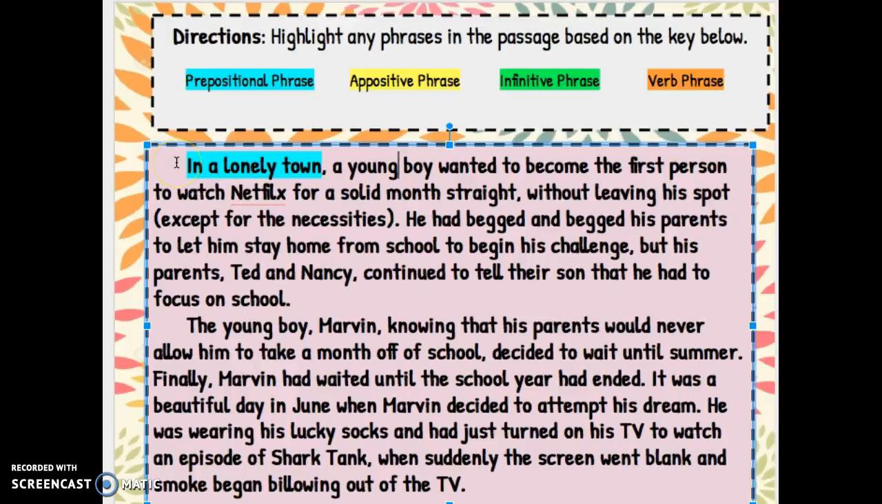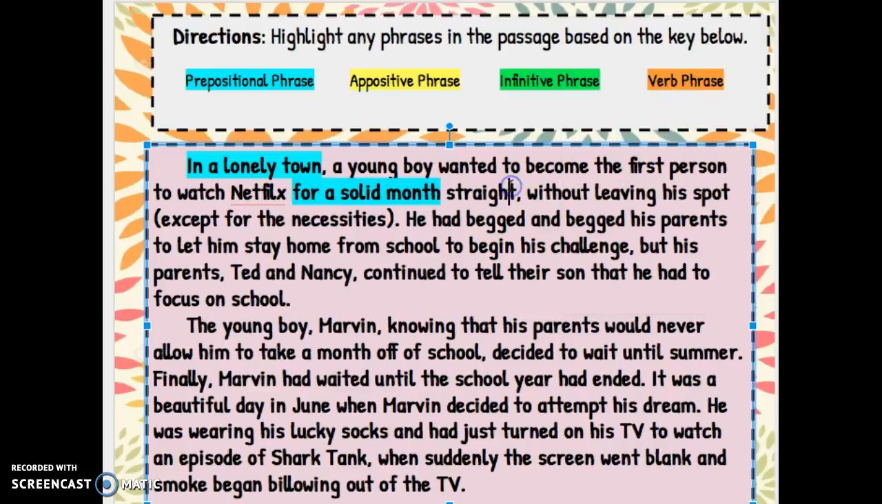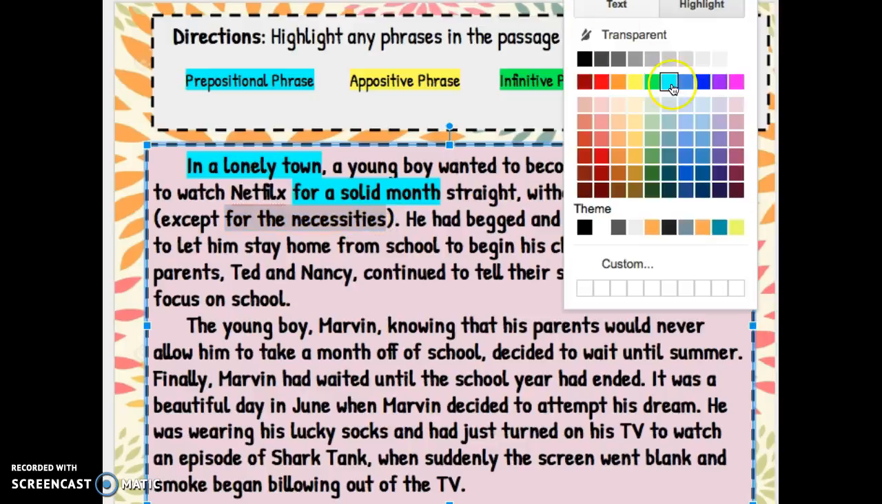And also make sure that you're following along and highlighting as I'm going through this. Okay? For a solid month straight. So I'm going to highlight for a solid month. So hopefully we have our blue highlighter out and you're highlighting with me. Without leaving his spot except for the necessities. Now a lot of times when you see this without, you're going to want to say, oh, that's a preposition. I know with is a preposition. However, leaving is a verb, okay? Now, since that's a verb, it cannot be a part of our prepositional phrase, so that's not going to work for that. However, I do notice that I have for the necessities, and that's a prepositional phrase.